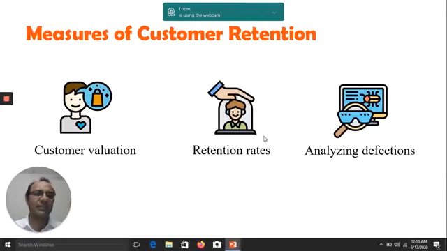And defections. If we are losing customers, we have to identify why we are losing them. If customers are switching from my company to other companies, from my brands to other brands, as a marketer I have to address why we cannot retain customers, and why they are leaving my company for other companies. If we can identify the reasons for defections, as a marketer we can make a foolproof strategy so that we can retain our customers for a longer period of time.